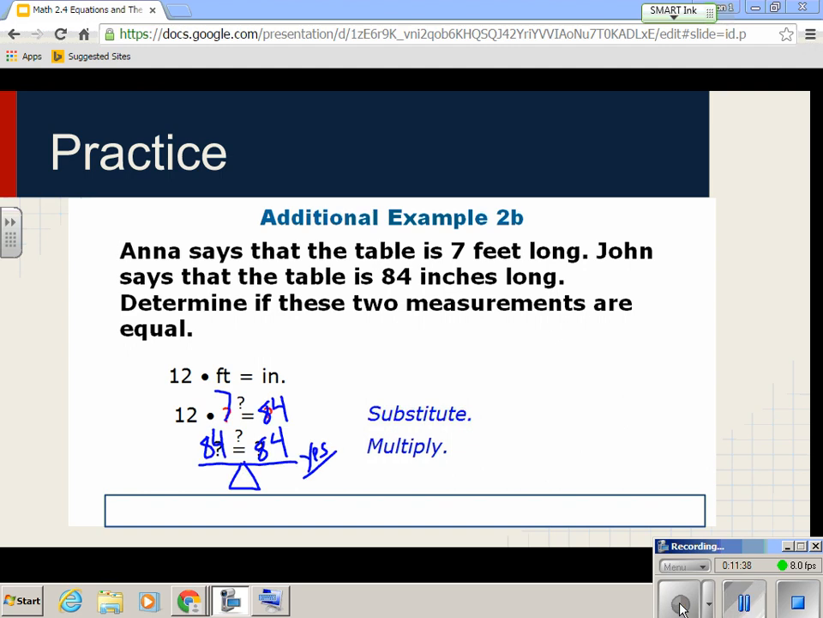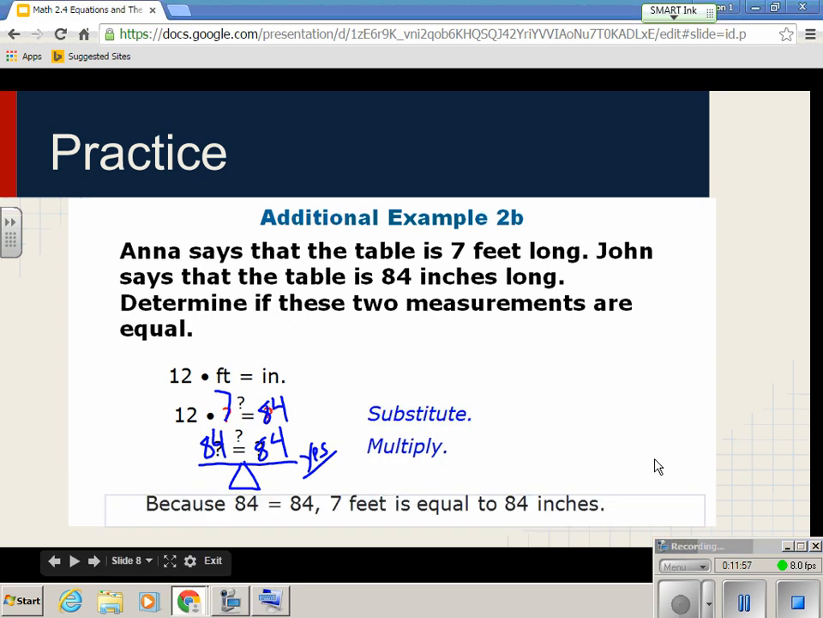So this is what you should have had. Now, first thing you gotta do is change those feet to inches. Again, break it down to the smallest value. And you know there's 12 inches in every foot, so multiply 7 by 12, and you get 84. Well, John said 84 inches, so as we can see, 84 and 84 show us that, yes, these two measurements are equal because they have the same value. So if you got that right, I want you to stand up and give yourself 2 pats on the head, and then you can sit back down.